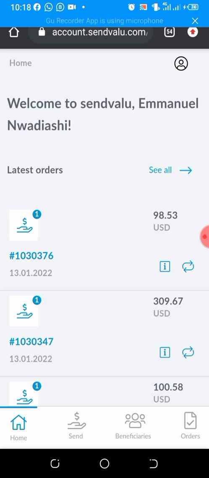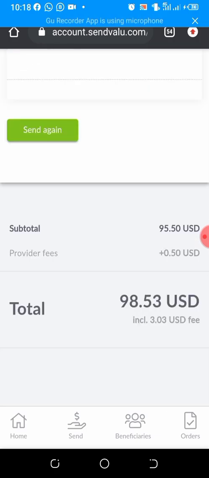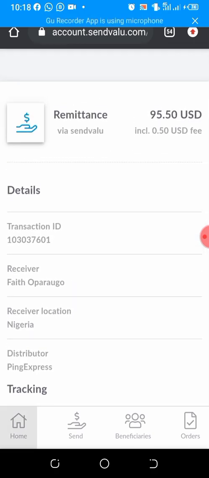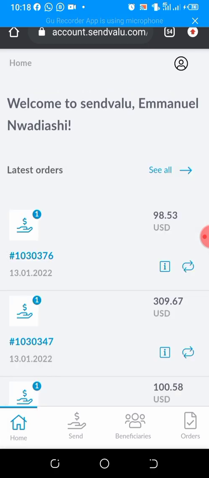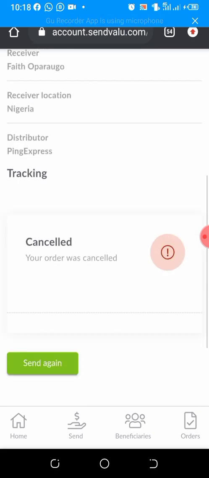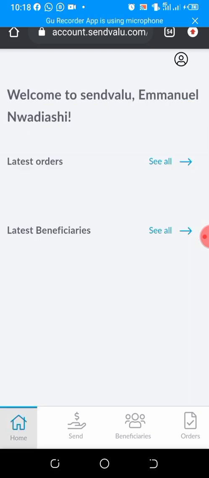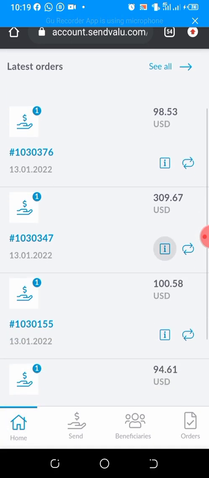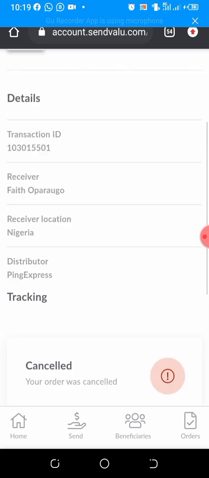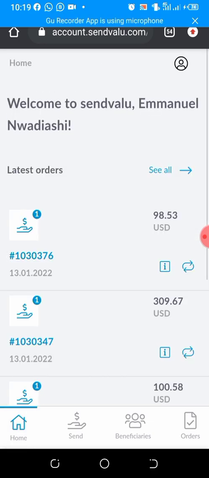So I then went on to do this transaction, this 98, with another of my cards. As soon as I did it, it started processing. Then I did this transaction, 309, with another of my cards, and as soon as I did that, it started processing. Then lastly, I did this transaction, and as soon as I did that too, it started processing. Because the first one was within less than 15 minutes, I was expecting others to follow suit, but it didn't go as planned.